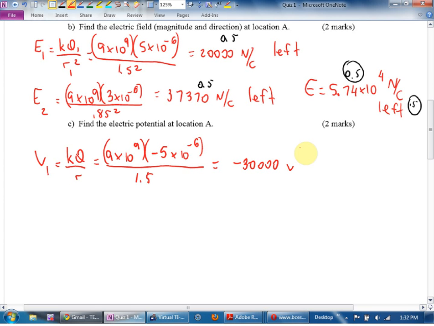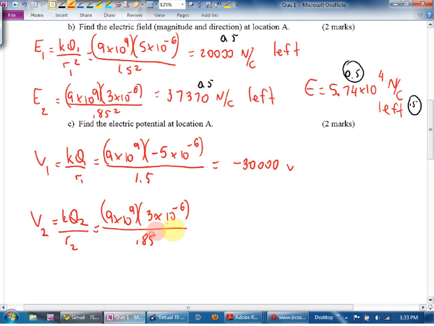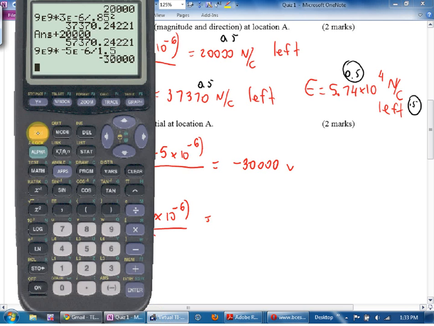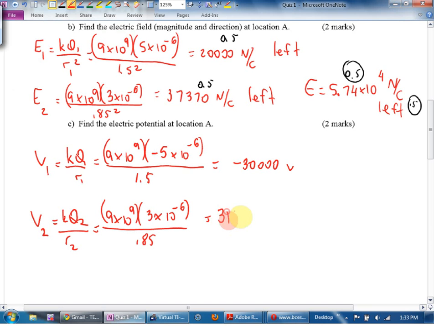Okay. Then I'm going to find the voltage from charge 2, which is KQ2 over R2, which is going to be 9 times 10 to the 9th, positive 3 times 10 to the negative 6, all over 0.85. I think all I need to do is delete the squared. I knew I typed in most of that for electric field somewhere along the way. And I get 31,764.7 volts, which I'll write down.